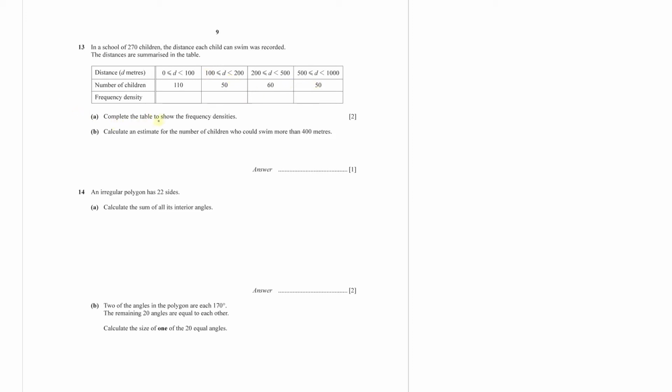So you have to complete the table to show the frequency densities. Frequency density is basically the frequency divided by the interval length. So your frequency here is 110, and then you divide it by the interval length, which is 100 minus 0. So 110 divided by 100 would be 1.1.